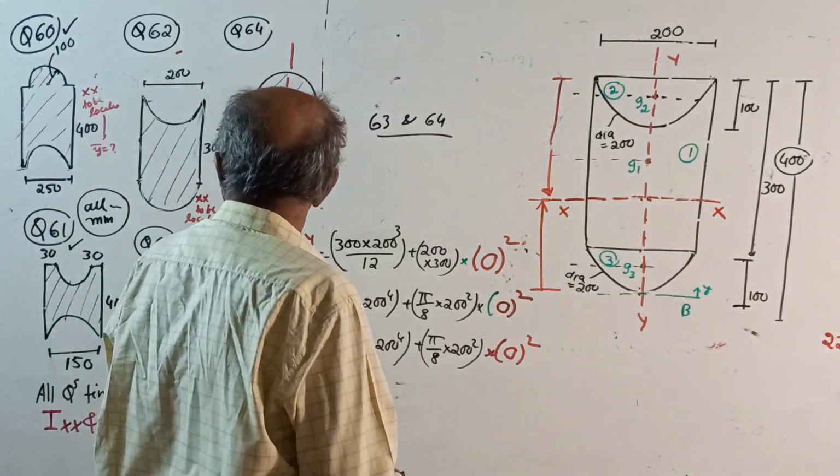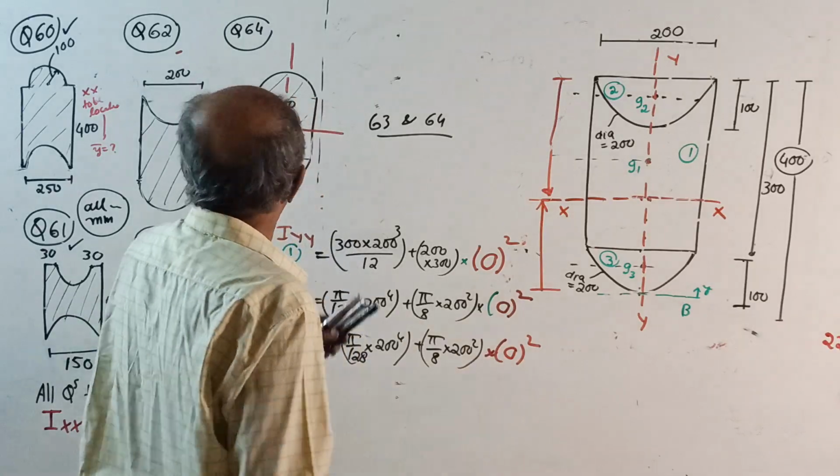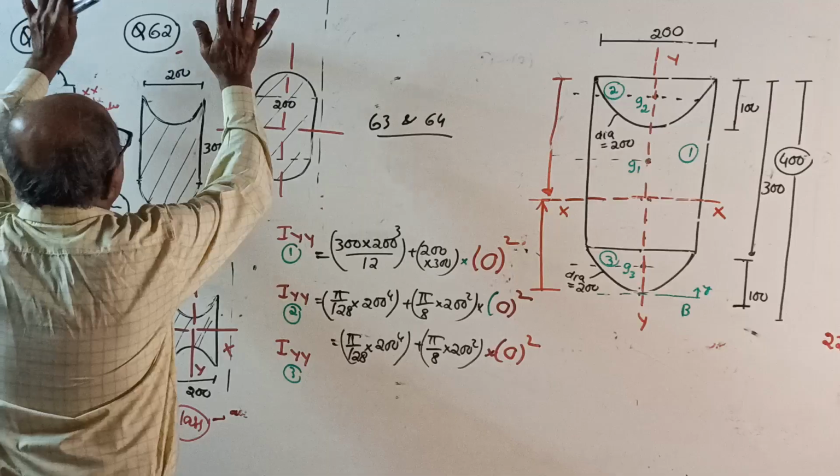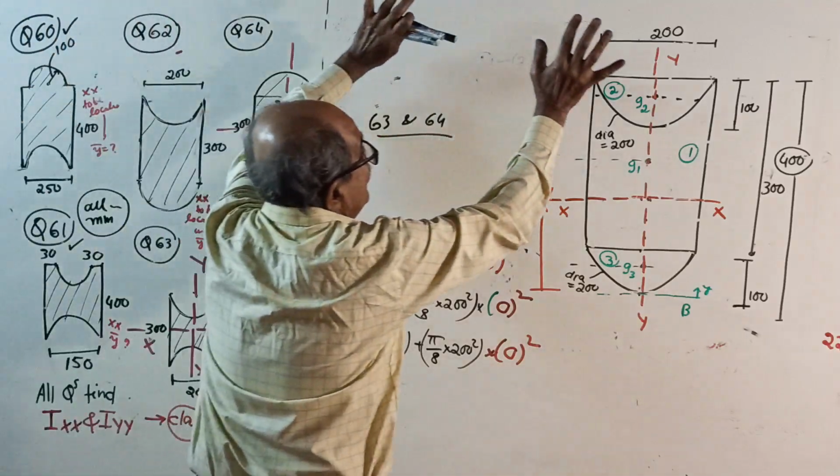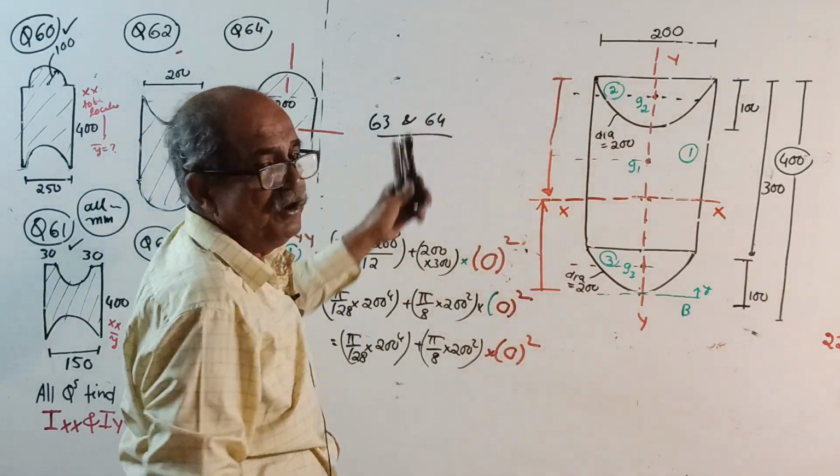But I may forget it before rubbing, so I will make a note. Somewhere here I will write 63, somewhere here I will write 64. I will remove the full board now.